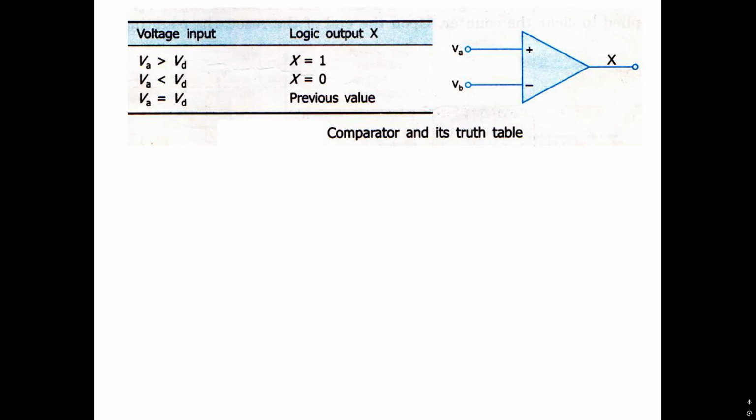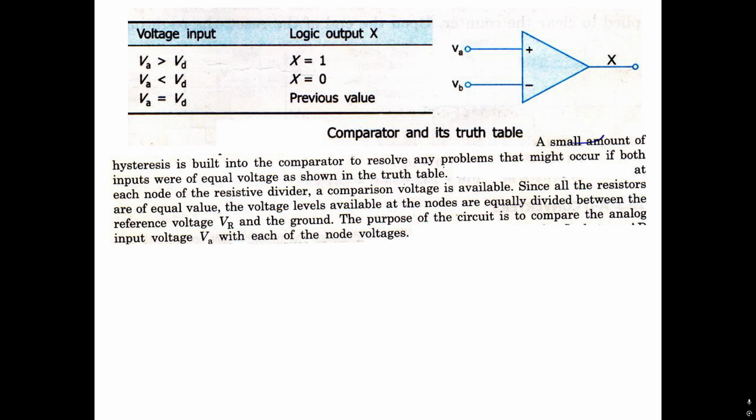So this is the comparator and its truth table. A small amount of hysteresis is built into the comparator to resolve any problems that might occur if both inputs were of equal voltage as shown in the truth table. At each node of the resistive divider, a comparison voltage is available. Since all the resistors are of equal value, the voltage levels available at the nodes are equally divided between the reference voltage VR and the ground. The purpose of the circuit is to compare the analog input voltage VA with each of the node voltages.